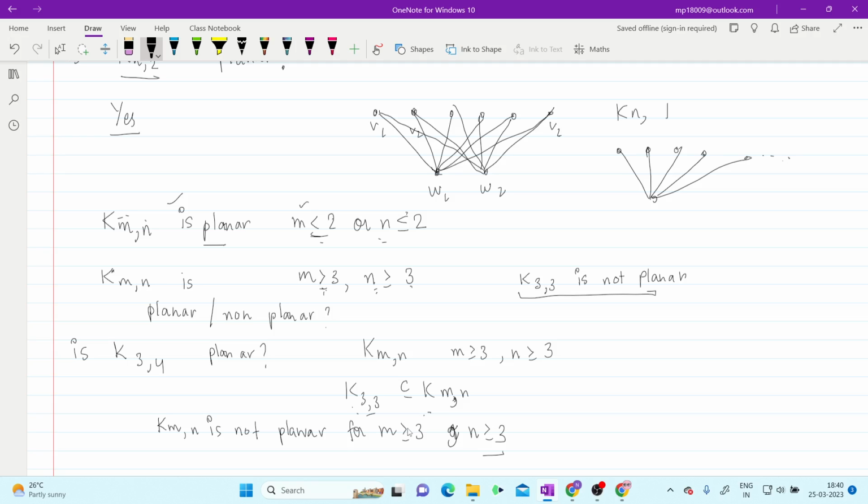So we see that the complete bipartite graph K_{M,N} will be planar if and only if either M is less than or equal to 2 or N is less than or equal to 2. If both M and N are greater than or equal to 3, then that complete bipartite graph won't be planar. So is this clear to everyone?